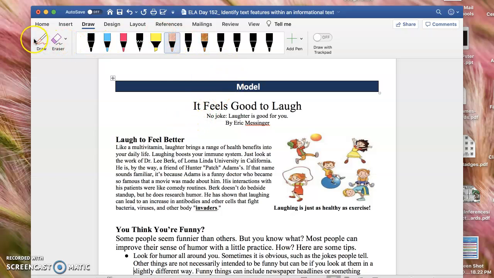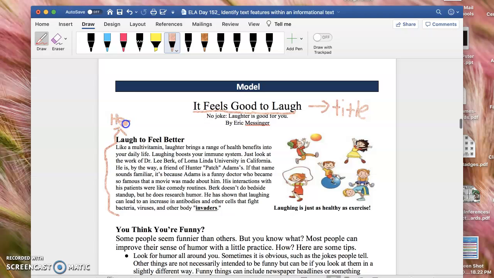And so before we even go and answer questions, I want us to label the text features that we see throughout this passage. So when I look at this passage, the first text feature that I see, I'm going to underline it, is the title. That's the first text feature that I see. And I'm going to write that, okay? And you can go ahead and fill in the blank on your Google form. The next text feature that I see, now, it feels good to laugh is the title. Laugh to feel better is not the title, but it is a heading because it's telling us what this first paragraph is about. This first paragraph is talking about how laughing makes you feel better. And so this is the heading.